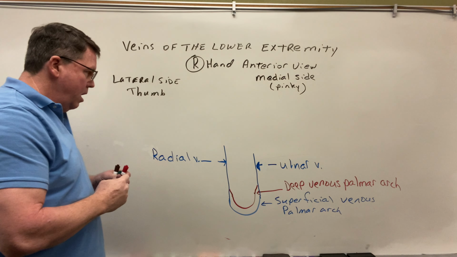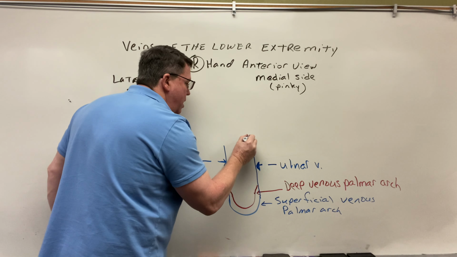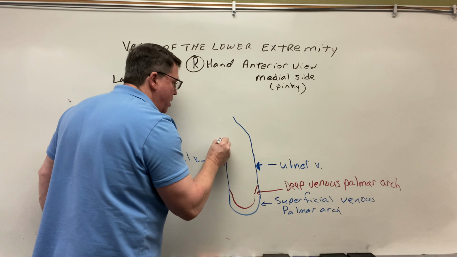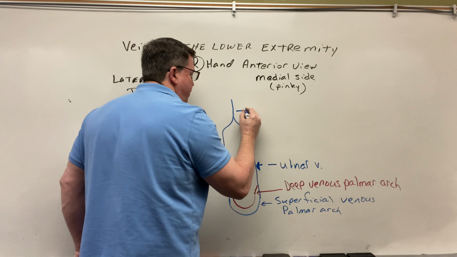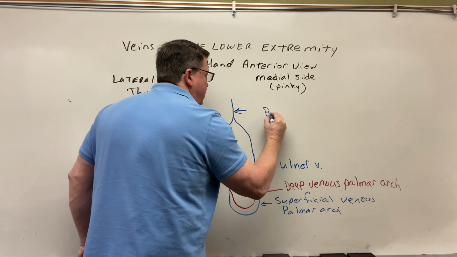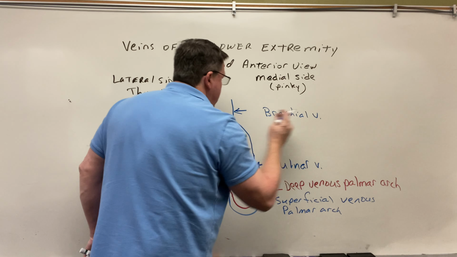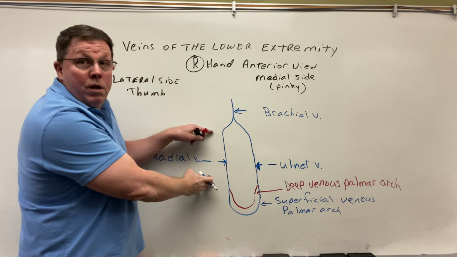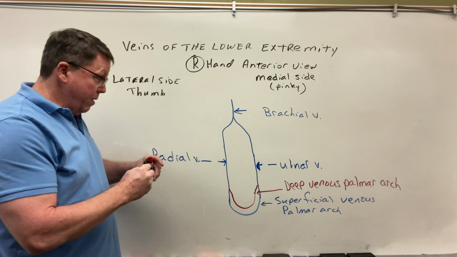Now, my ulnar vein and my radial vein are going to continue up, and then they're going to come together, and they're going to form my brachial vein. So this is going to be my brachial vein right here. Okay, so this part's going to be in the arm. This right here is my forearm, and down here is my hand. Okay, so we have that so far.